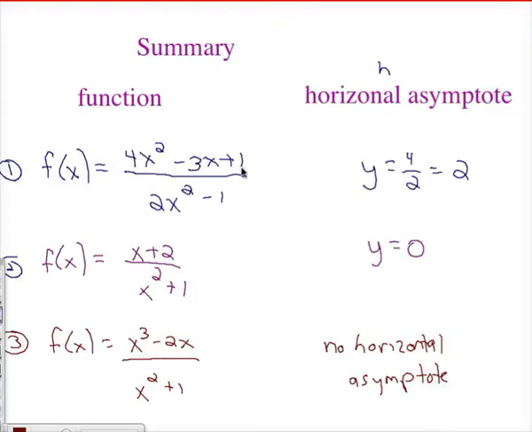So in summary, you're going to have three functions here that we can take a look at. The first one, you're going to look at your leading coefficients. If the powers are the same, it's going to be 4 over 2, which is 2. Y equals 2. Now let's take a look at the next one. The denominator has got the higher power, so it's going to be y equals 0. And then the numerator has the higher power, and there's no horizontal asymptote. So those are your three options.